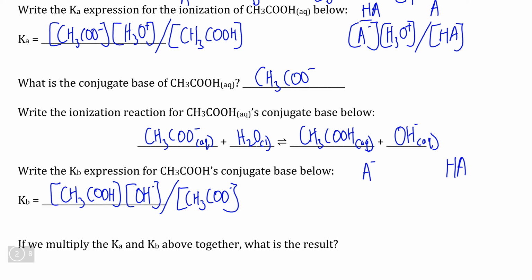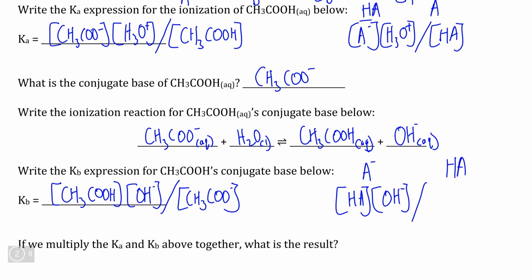And if we were to write this as a generalized reaction here, we would have the concentration of our acid form of the conjugate acid-base pair times the concentration of OH- divided by the concentration of conjugate base.